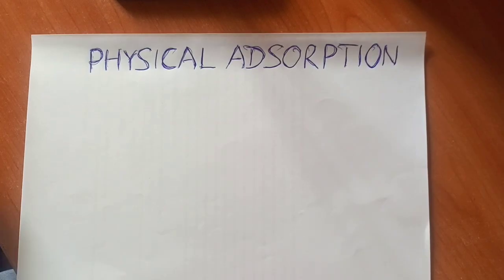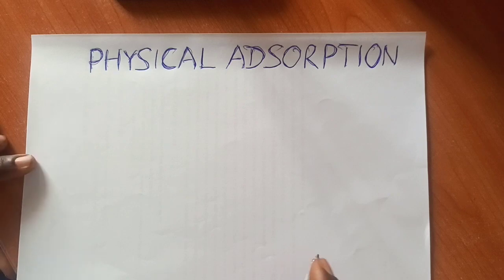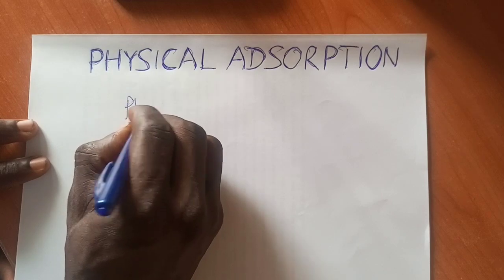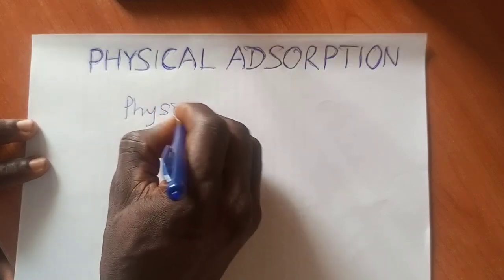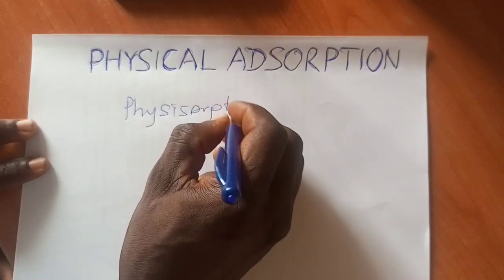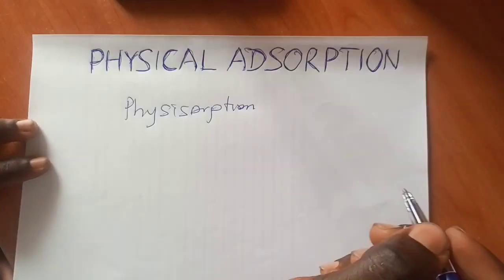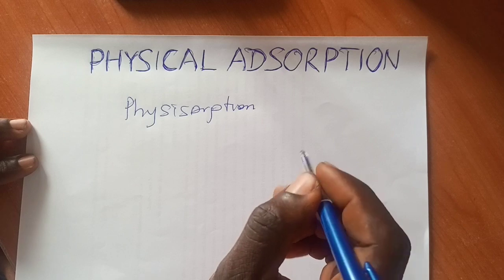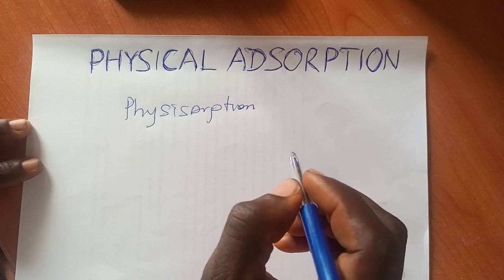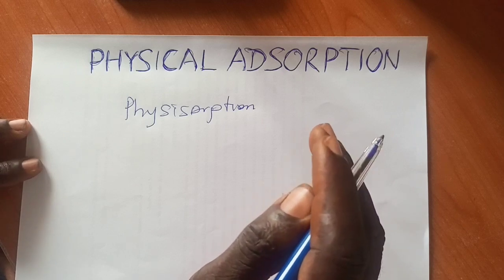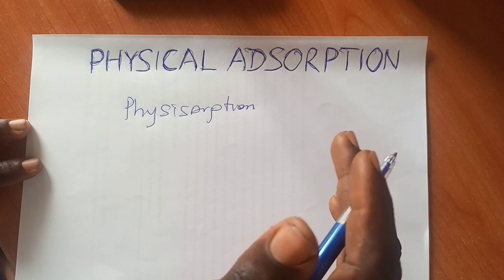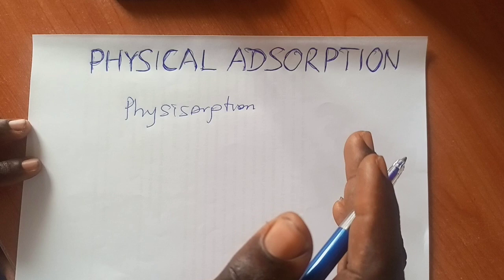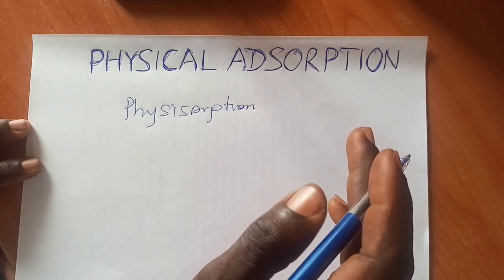Here I go. Physical adsorption is also known as physisorption. There is no need to be confused, it's just physical adsorption. Now, let me explain this. I have already explained what adsorption is in a video I made. The title of the video is Adsorption, Adsorbate, Adsorbent. Go and look at it.